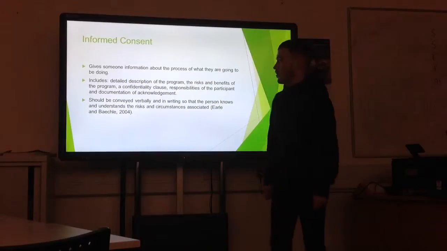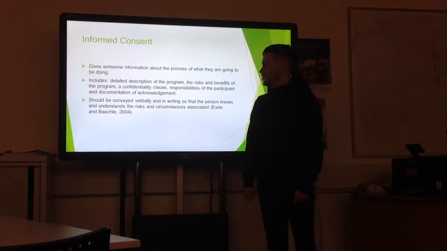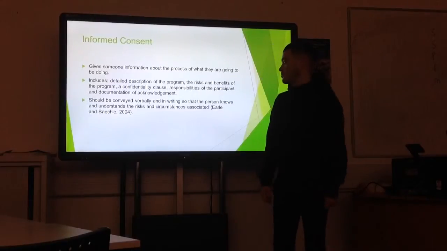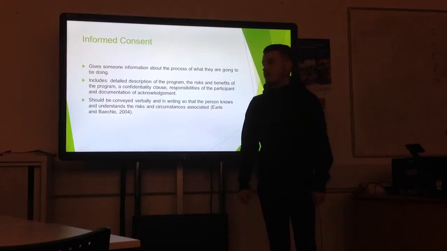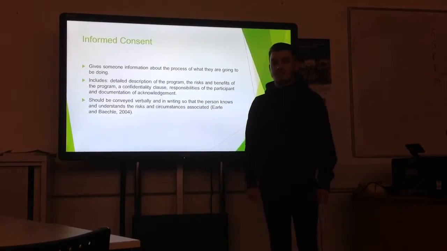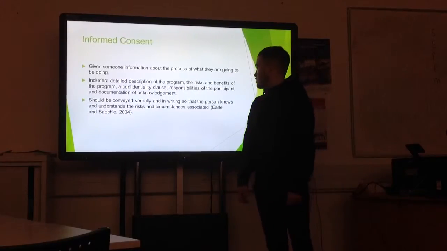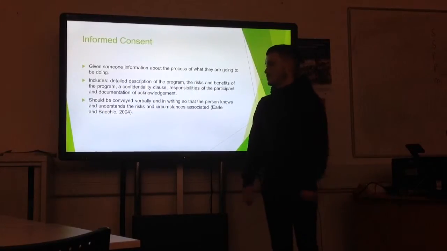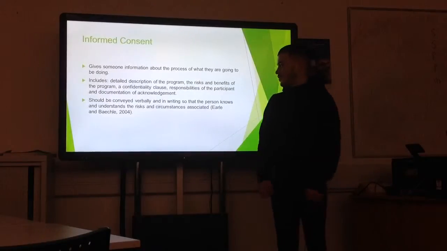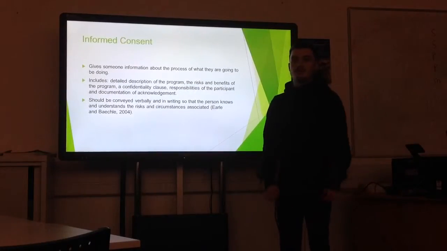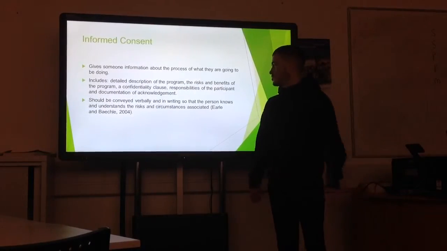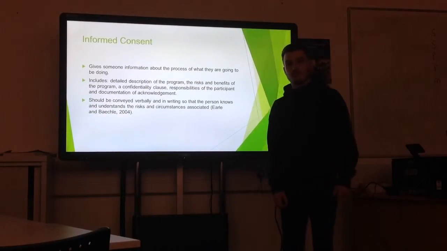Number 3 is informed consent. It gives someone information about the process of what they're going to be doing. It includes a detailed description of the program, the risks and benefits of the program, a confidentiality clause, responsibilities of the participant, and a documentation of acknowledgement. It should be conveyed verbally and in writing so that the person knows and understands the risks and circumstances associated with what they're going to be doing.